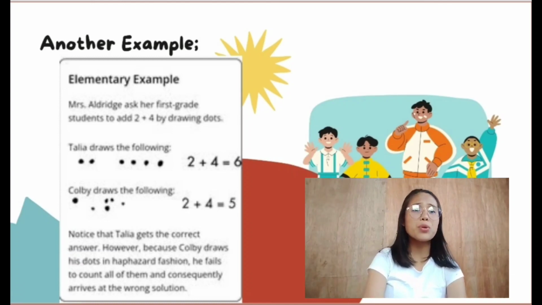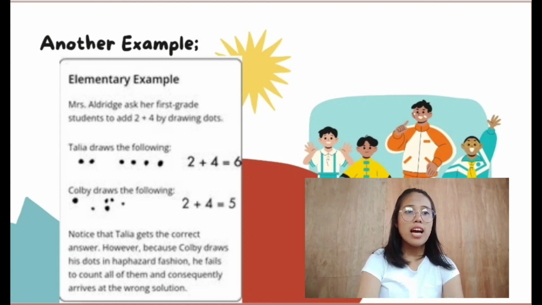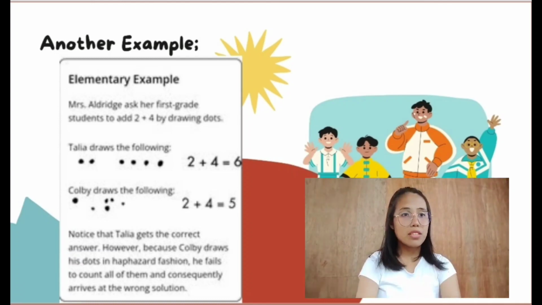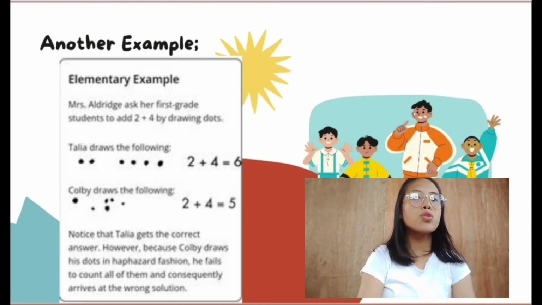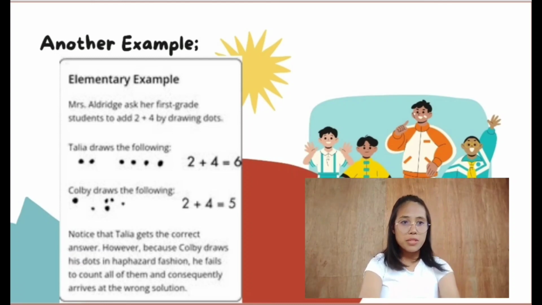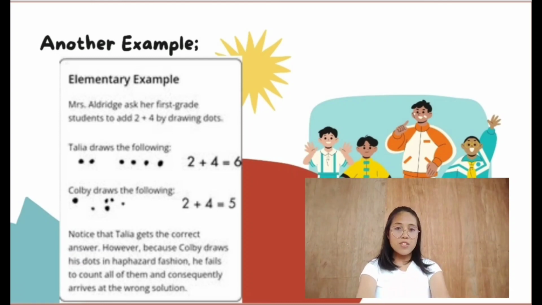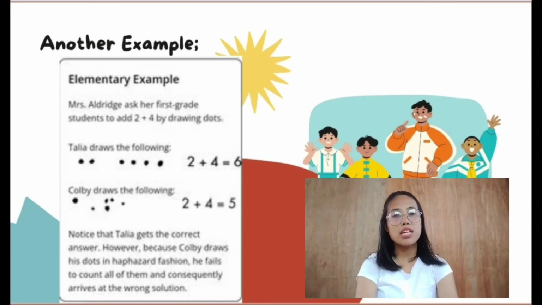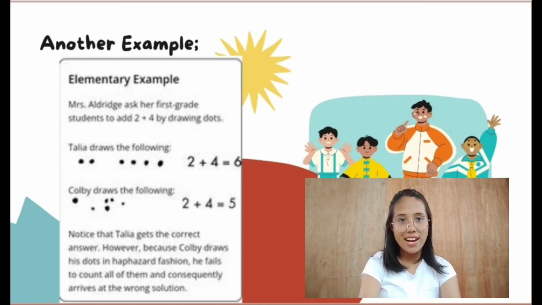However, because Colby draws his dots in a haphazard fashion, it's not as clear as what Talia draws, and still counting all of them consequently arrives at the wrong solution. So if the visual is wrong, it would also make our student get the wrong answer.